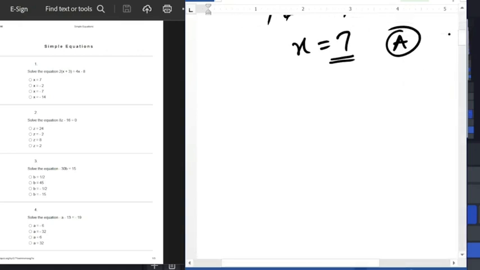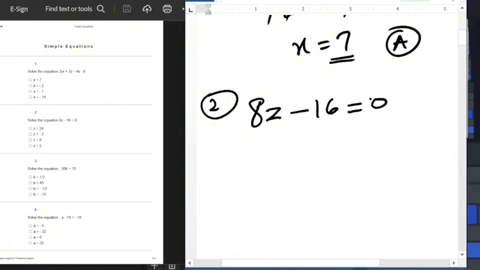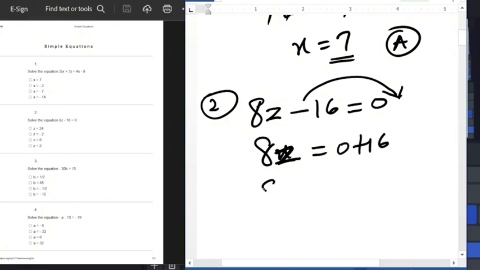For question number 2 now, we have to solve the equation 8z minus 16 equals to 0. So what we're going to do is we collect like terms. That means this will come to the other side. So it becomes 8z equals to 0 plus 16, so 8z equals to 16.